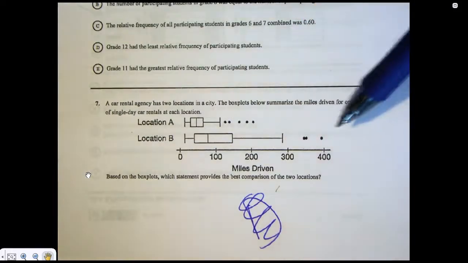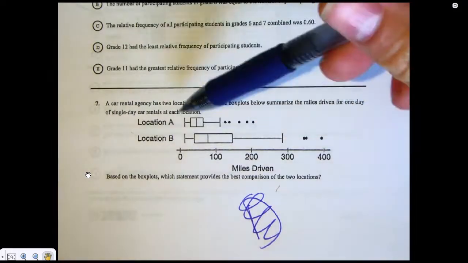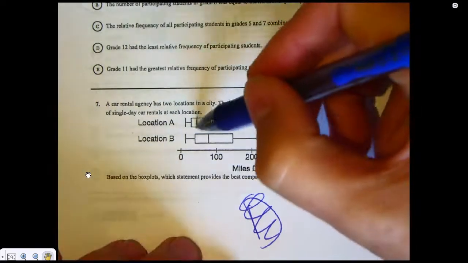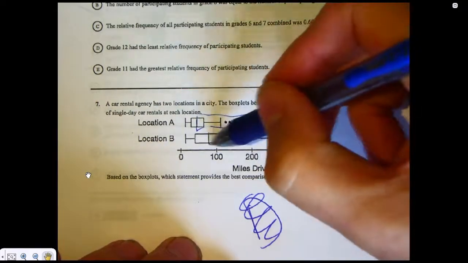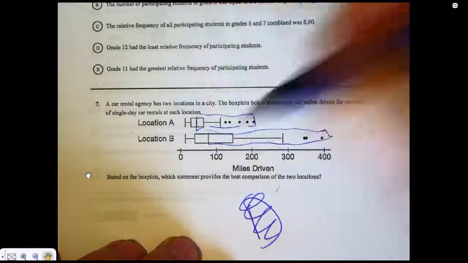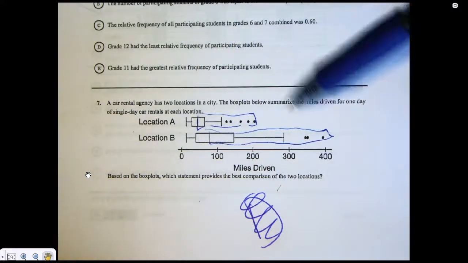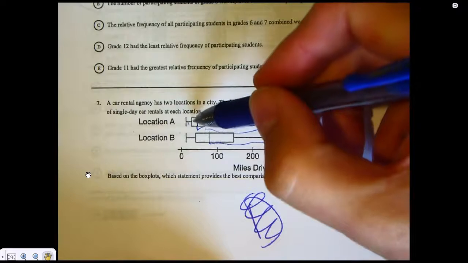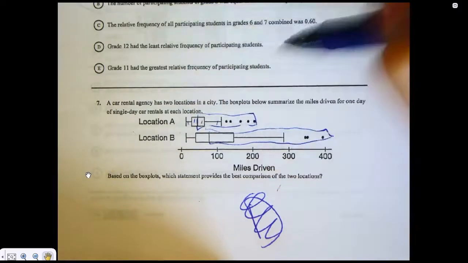Number 7, so this is a little goofy, I'm going to have to flip back and forth. Which statement provides the best comparison of the two locations? So what we got, location A, is skewed to the right because there's more spread on the right-hand side. This is skewed to the right, more spread on the right-hand side. I haven't even looked at the question yet, but I'm just anticipating what they might ask. Remember, you got your 25% there, there, there, and there.